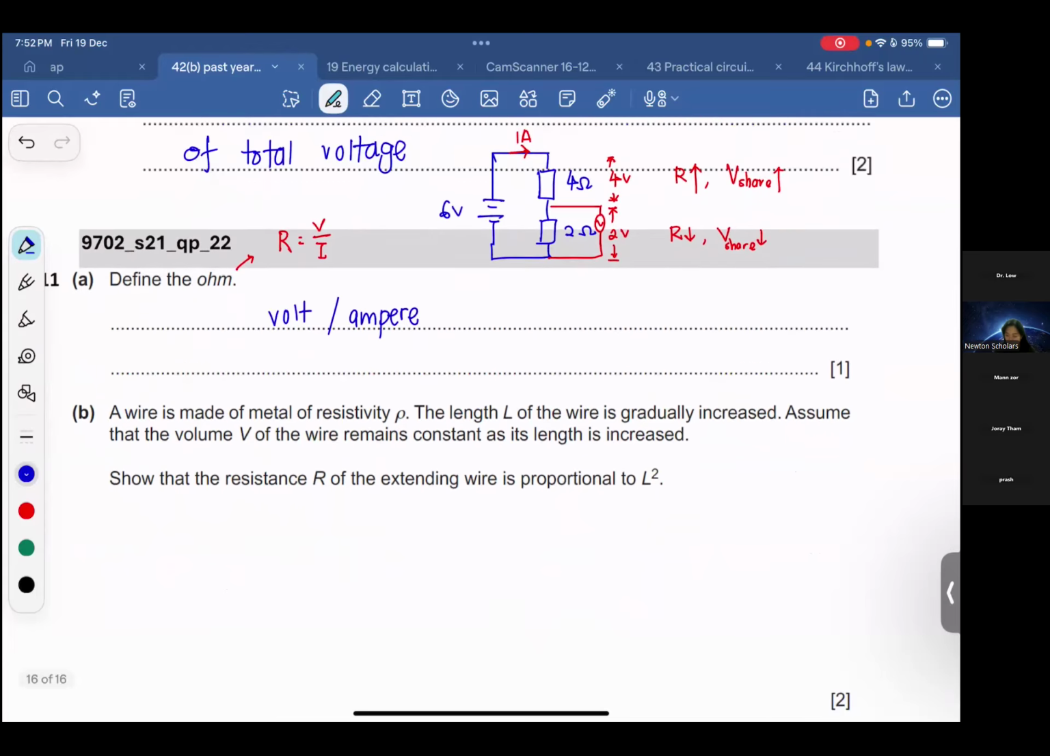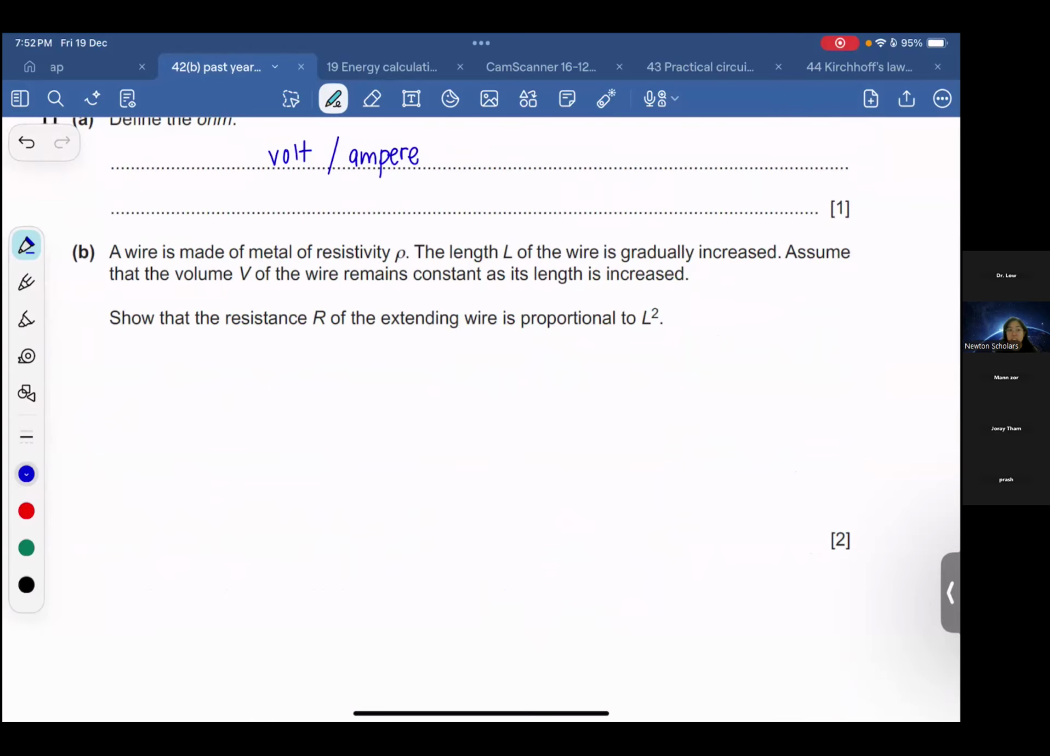Okay, here. This question we actually did in MCQ. A wire is made of metal of resistivity rho. The length L is gradually increased. Assume that the volume remains the same. Volume is area times length. So when the length increases, the volume is constant, that means the area will change also. It is no longer constant. Show that the resistance is proportional to L squared.